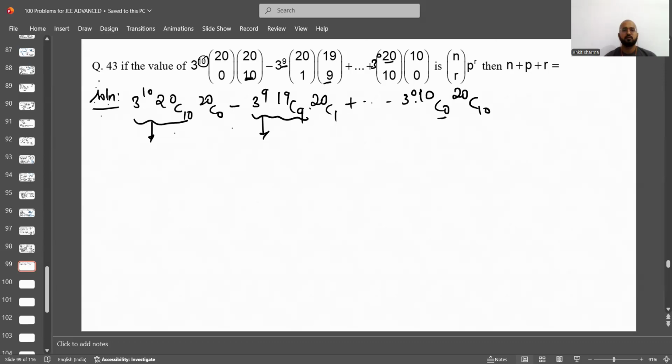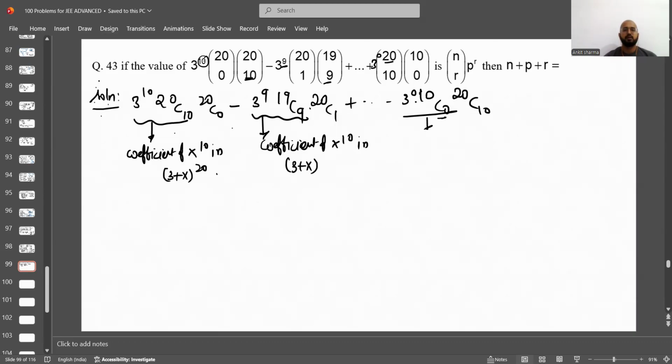So this is nothing wrong. All these things here. So coefficient of x to the power 10 in (3+x)^20. And this is nothing but coefficient of x to the power 10 in (3+x)^19. So 19 minus 9 is 10. Yes. And then so on up to last is going to be what? Coefficient of x to the power 10 in (3+x)^10 only.